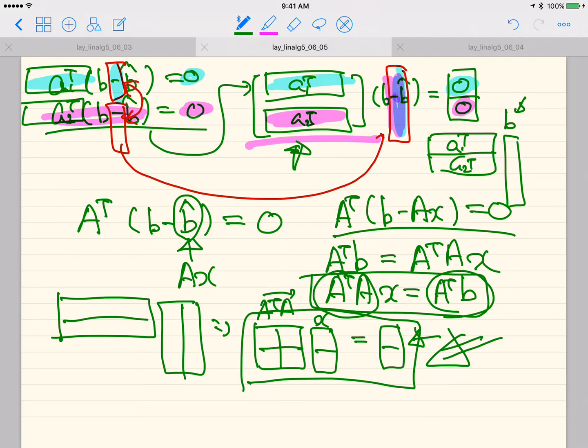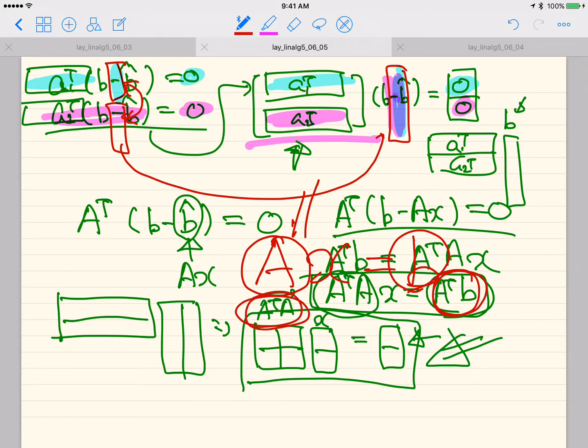Let's think about this matrix equation as a new linear system like AX equals B. Our new B is A transpose B, and our new matrix A is A transpose A. Now let's think about the size. A transpose A will always be a square matrix. It's no longer thin and tall, or fat and short. It's always square, and the dimension of that square matrix is the number of columns in our matrix A.